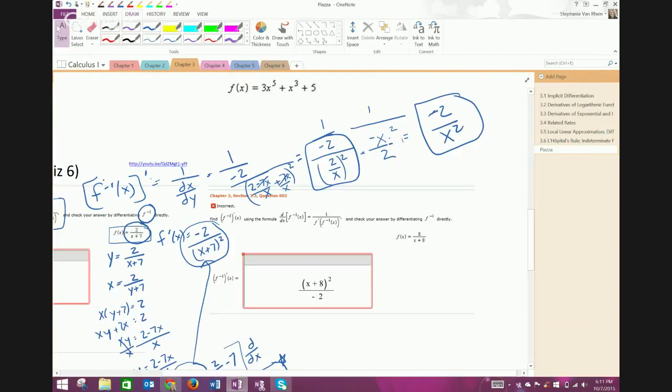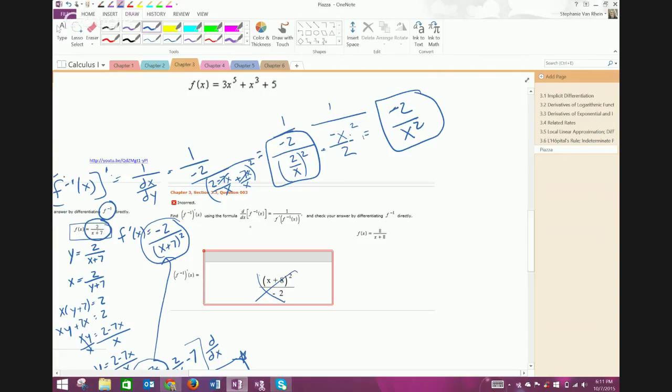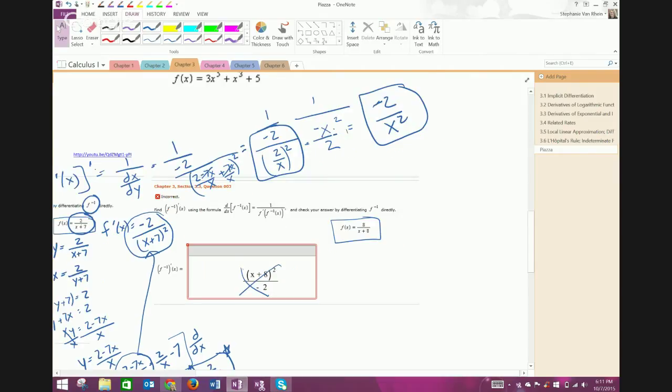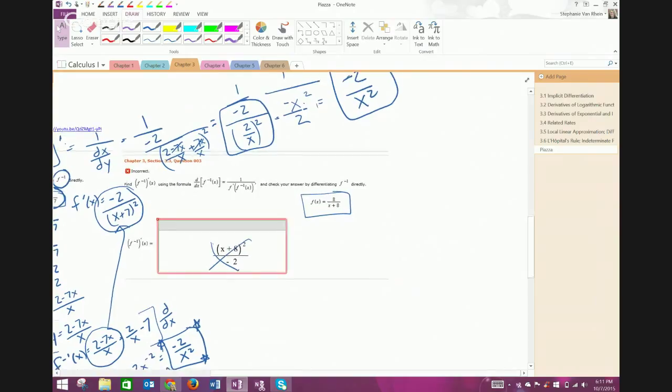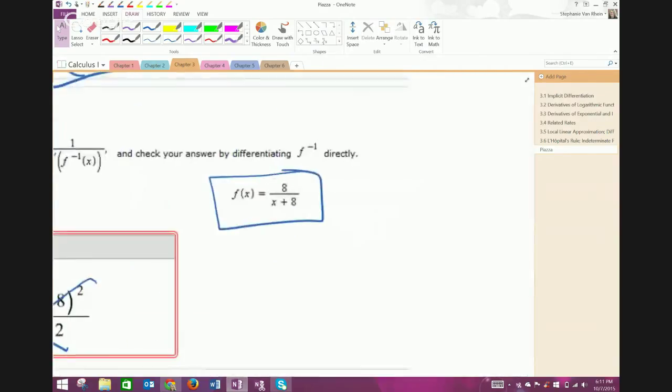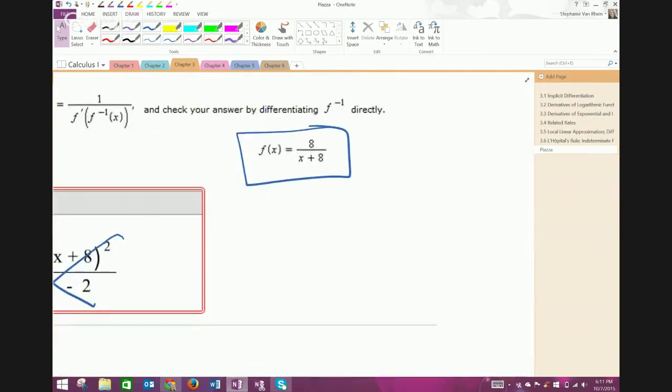Let's look at this example. Very similar, we can take the derivative of the function and evaluate it at the inverse. Or we can go through the process, and the process is finding the inverse. So we want to find f inverse of x.